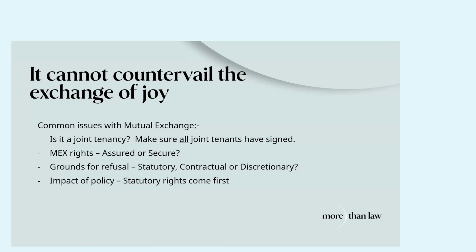So when you're looking at requests for mutual exchange, your potential grounds for refusal, your starting point always has to be looking at the basis for refusal. Is it statutory? Have you got your hands tied by the terms and conditions of the contract, or have you got a complete discretion? And this is where your policy can really come in. Your statutory rights are obviously going to override the terms of your policy. But if you've got a discretion, then you need to have a very good look at that and make sure that your policy on it is really clear.